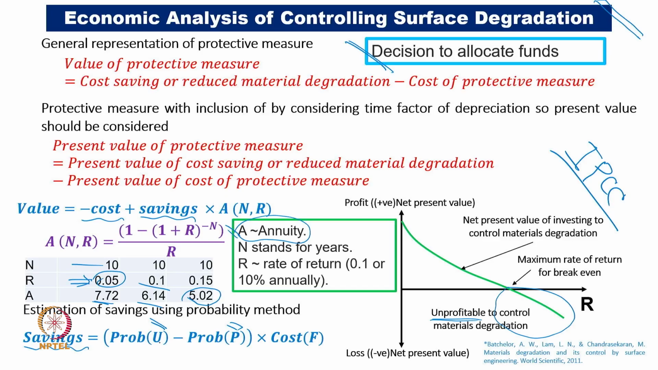So, this probability without measures will naturally be on a higher side, suppose 0.2, 0.3, 0.4, and this probability when we take in the measures will be lesser. So, this term will always be positive, and then the cost of the failure will be there. It can be per failure, per year, or per month, whatever, and that will give us some sort of saving, and that saving can be fitted in this.